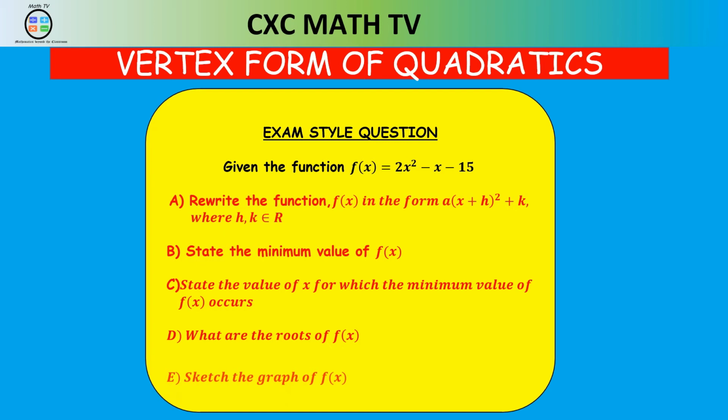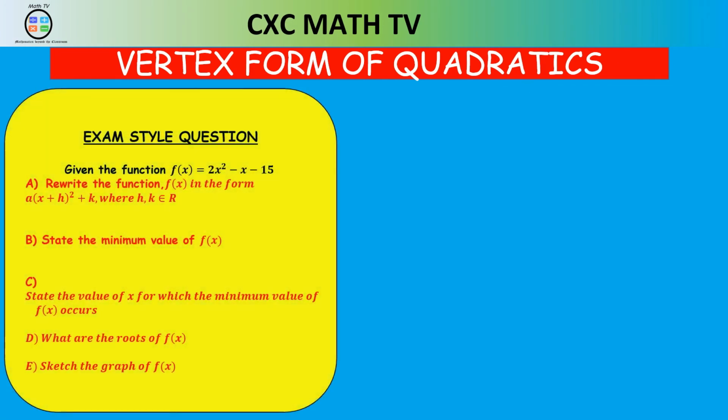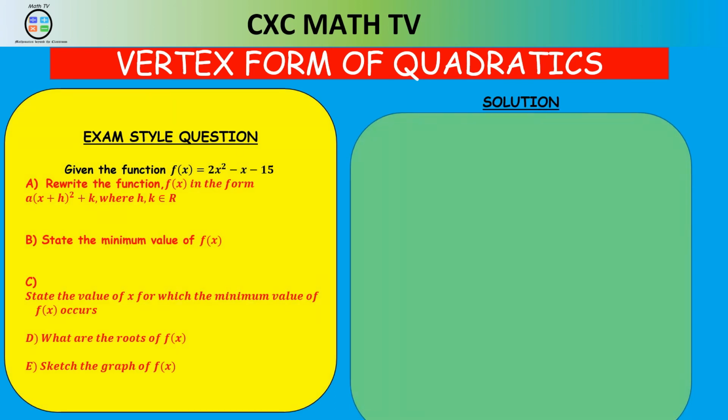Part B, state the minimum value of f of x. Part C, state the values of x for which the minimum of f of x occurs. Part D, what are the roots of f of x? Part E, sketch the graph of f of x. Now, as we're going to do this question right here, the first thing we need to do is to rewrite it in vertex form. That's all they're saying for part A.